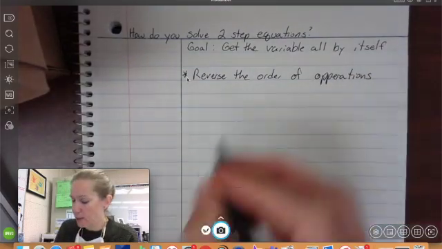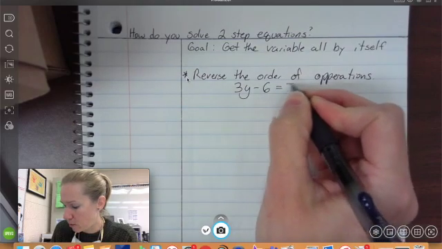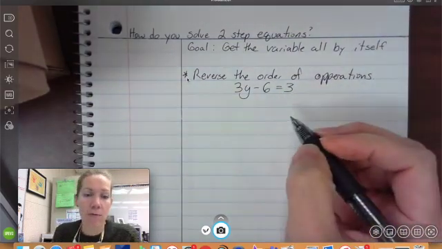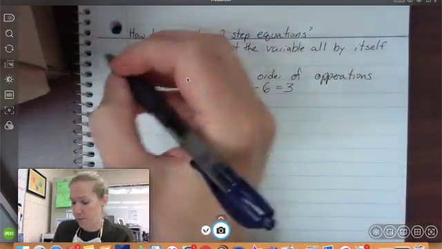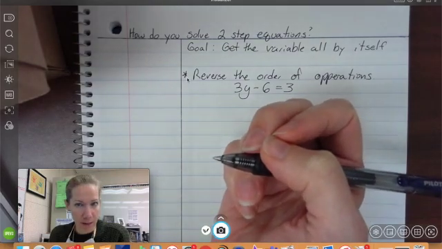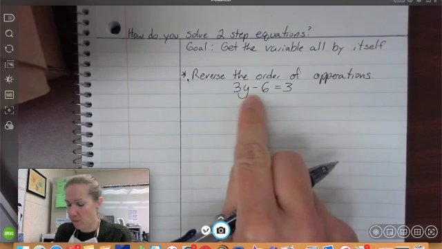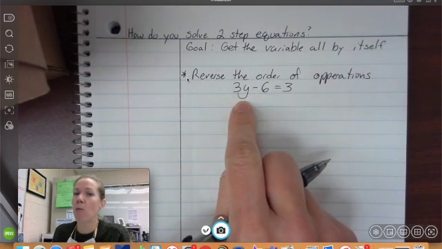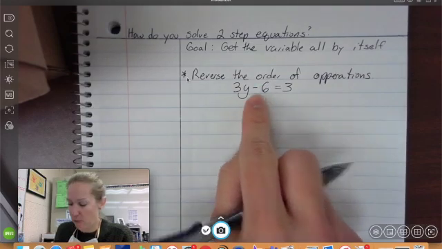So let's look at the example. 3y minus 6 equals 3. So if you think of the order of operations, and that's something you might want to put over here, right? Addition and subtraction is always the last thing. Well, that's the first thing we're going to do here because it's the furthest away from y. Remember, we're trying to get y all by itself, so you remove the things that are furthest from it first.